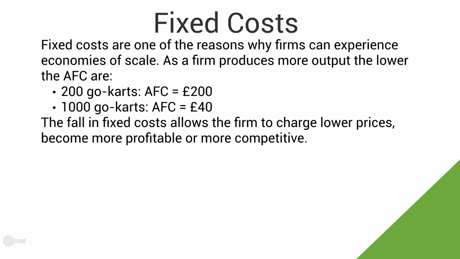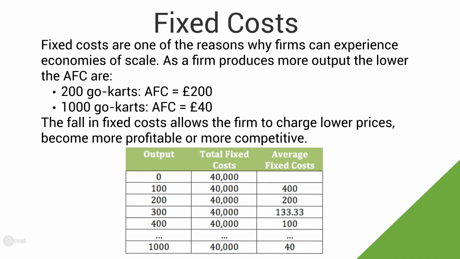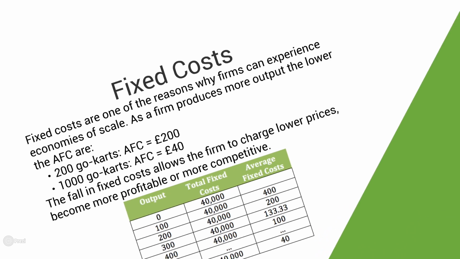Fixed costs are one of the reasons why firms can experience economies of scale. This is because as the firm produces more goods or services, the fixed costs are spread over more units. So as we saw with our go-karting example, 200 go-karts has an average fixed cost of £200. When the firm then increases their output to 1,000 go-karts, the average fixed cost falls to £40. The fall in fixed costs allows the firm to charge lower prices, become more profitable, and more competitive.